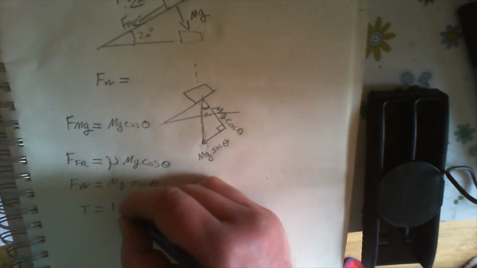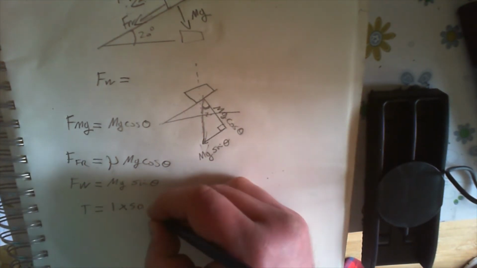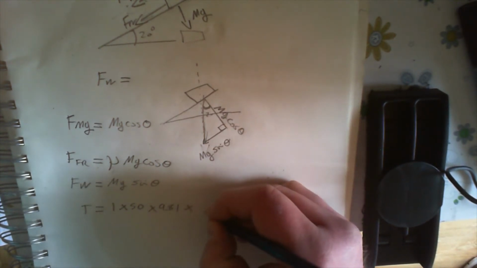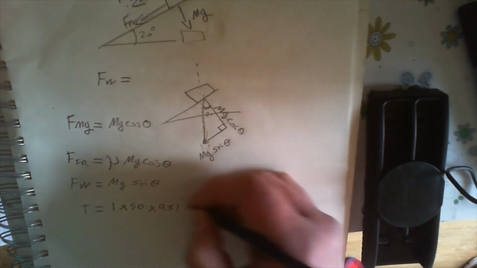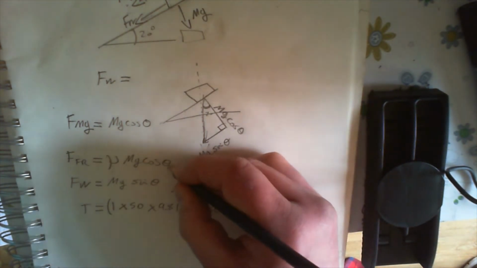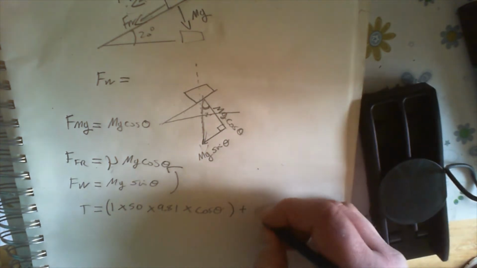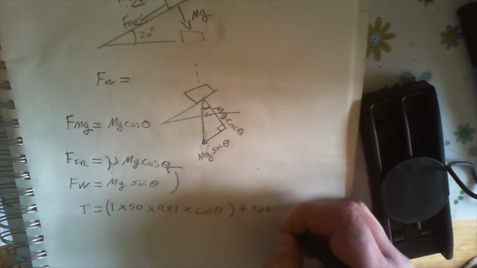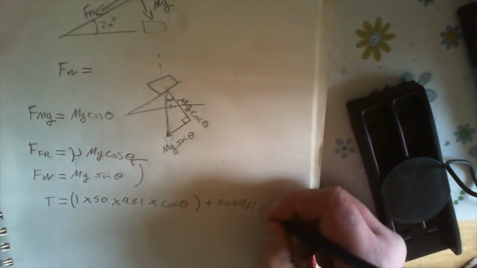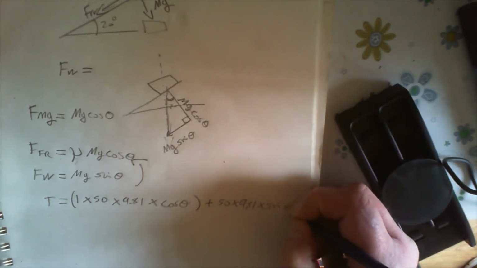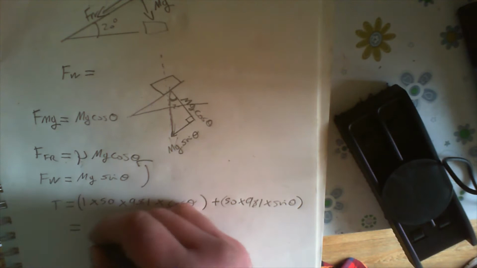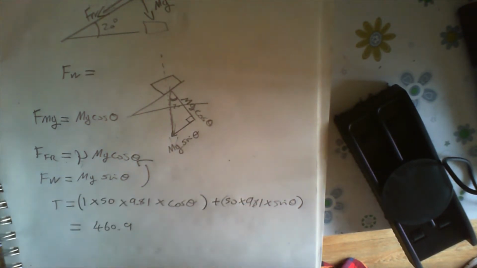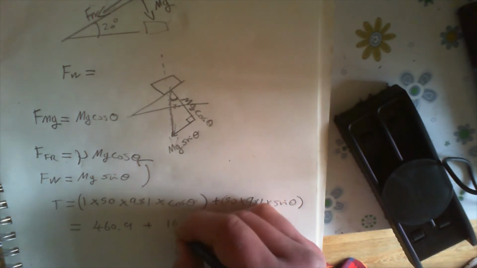So the tension is going to equal, and you simply add these, so that will be 1 times 50 times 9.81 times the cos of theta, that's that, and then plus 50 times 9.81 times sine of theta, which is 20, and that works out at 460.9 plus 167.8.